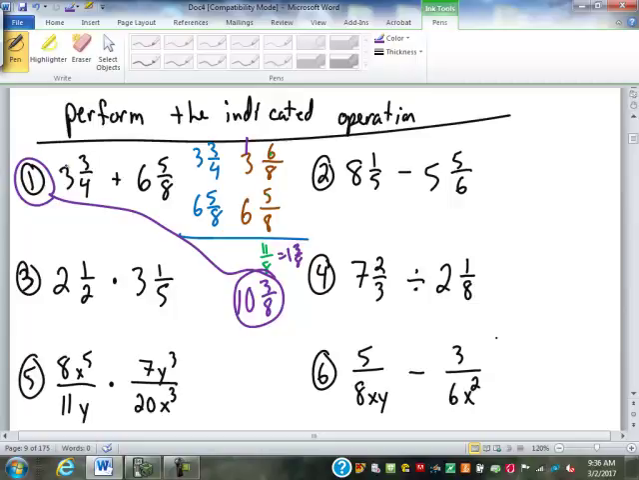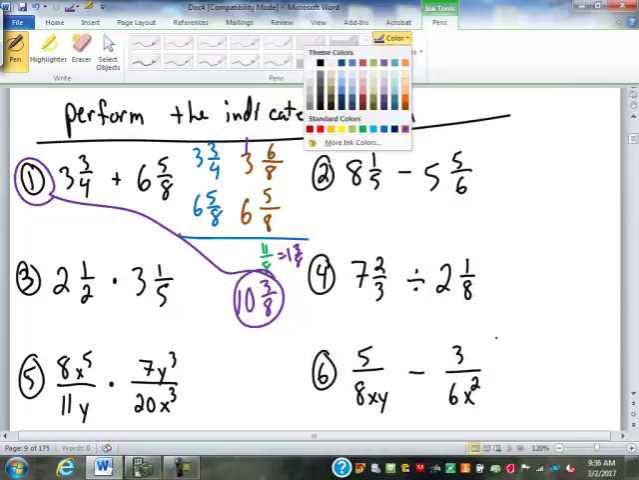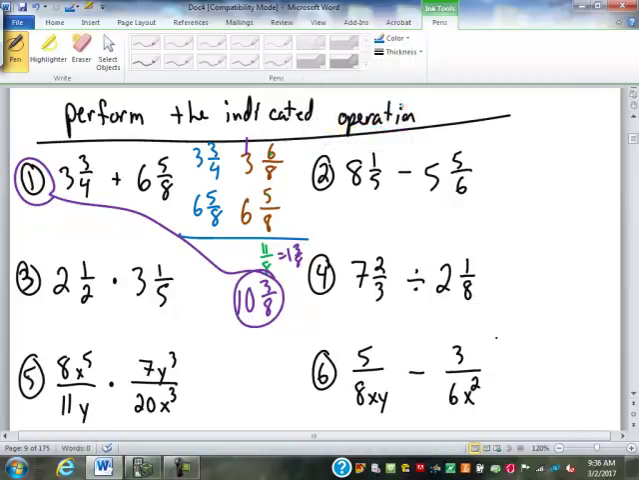So I got a question. Yeah. I got the same answer, but I went about it a different way. I made them improper. 6 times 8 plus 3, and then 6 times 8 plus 5. But that'll work every time. It's a little bit more work, but it will work every time. Yep.